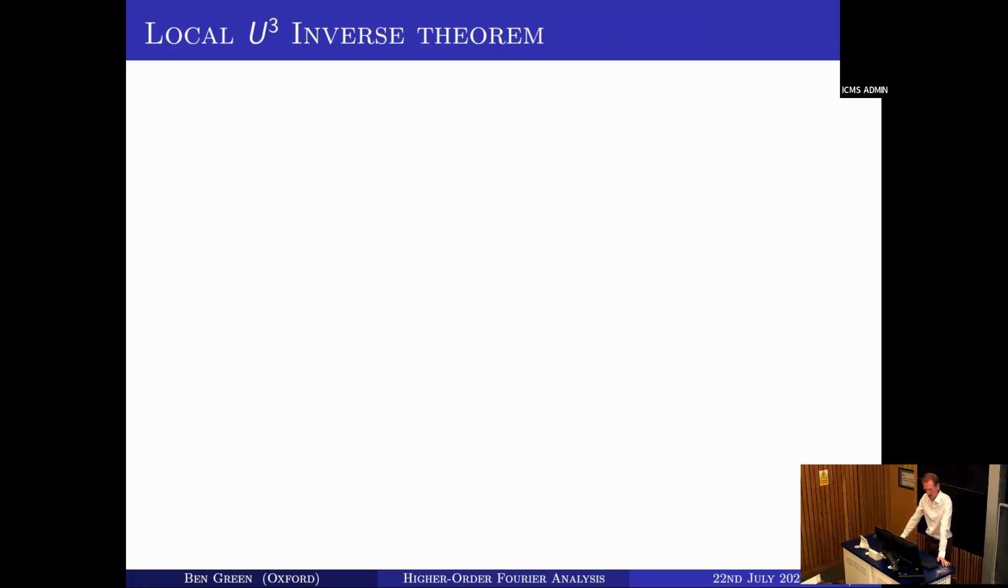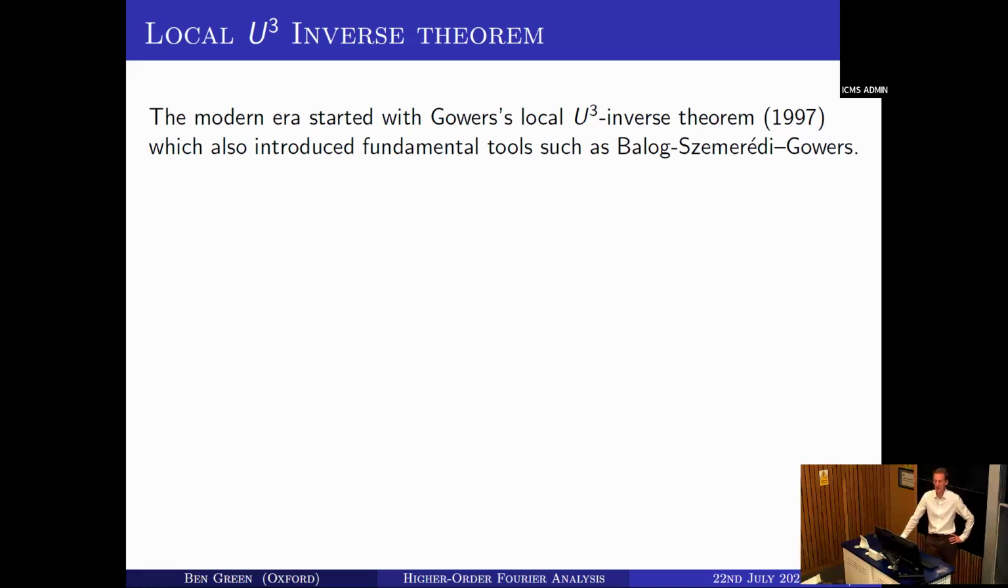Okay, so now let's talk about some actual higher order Fourier analysis. And what I call the modern era, the whole theory really started with this astonishing work of Gowers in 1997, maybe 1996, his paper on four-term progressions. Really one of the great papers. Not only did it implicitly introduce the Gowers U3 norm and prove an inverse theorem, or a local inverse theorem for it, but it also introduced the Balog-Szemerédi-Gowers theorem for the first time. And it also repopularized Freiman's theorem and introduced that as a major tool. So it's pretty astonishing what that paper did.